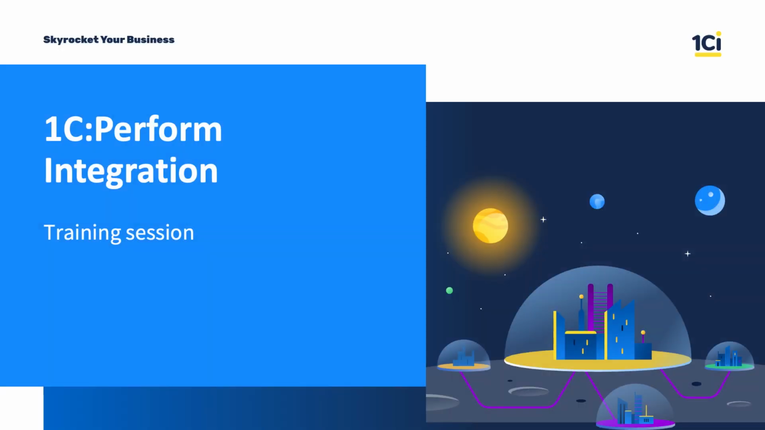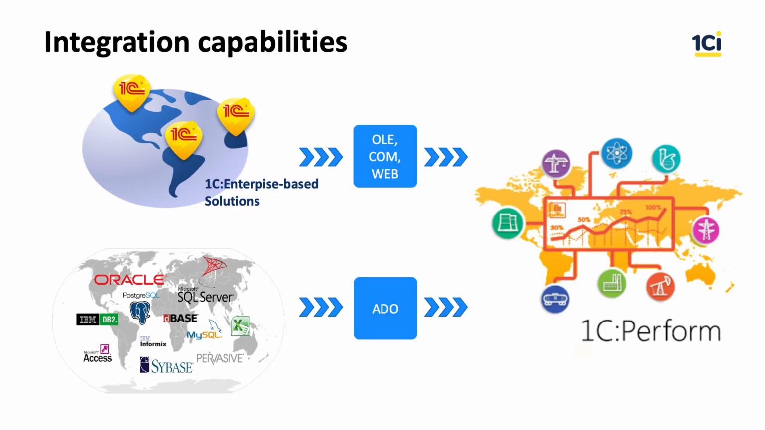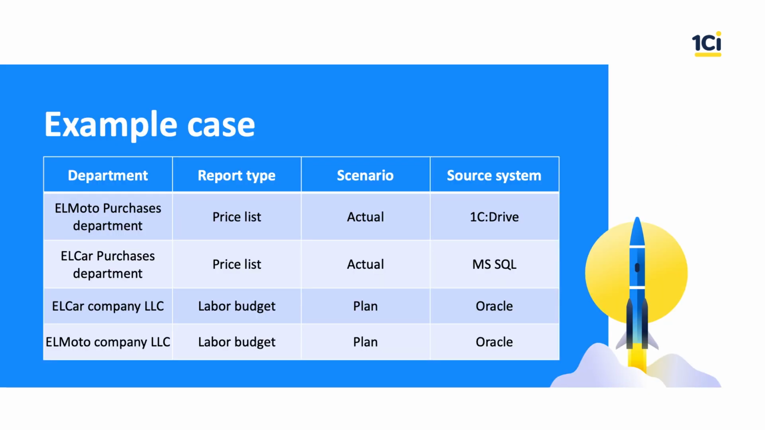In this session, we will show the integration procedure between 1CPerform and other databases. 1CPerform has several types of connection to external data sources: exchange with other 1C solutions using the built-in capability of the 1C platform, and connection with data sources which support the ADO technology. So let's look at our example case.